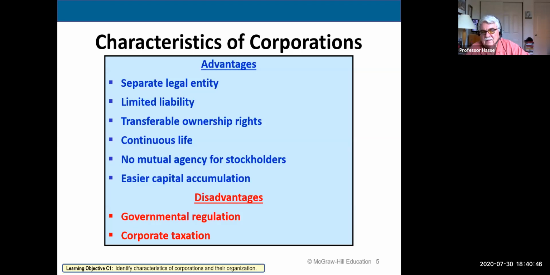A corporation has a continuous life. It's always going to be in existence. Yes, corporations close, but it's run under the assumption that it will always be there. The disadvantages of corporations, as you can see in this slide, are two. Government is always looking under your hood to see what's going on. Government regulation. And you're taxed.